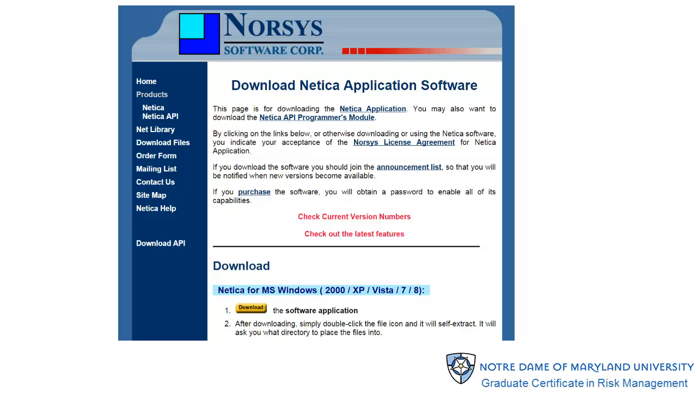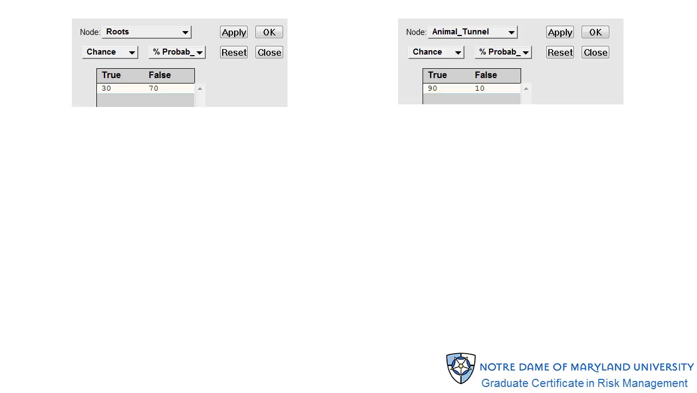The model you're looking at, and much of the discussion that follows, relies on the use of Netica. This is a Bayesian belief network software system that's available free from the internet, made by Norsys. Notice the 2 root nodes at the top of the screen. As I just mentioned, these are the only variables you have to enter data for directly. All you have to do is provide an estimate of the true and false values for each of these. Notice in the screen that there's a 30% chance that roots will be a problem and a 90% chance that animal tunnels will be a problem.